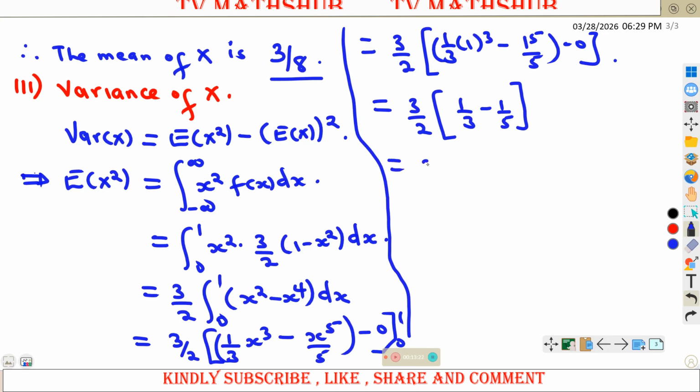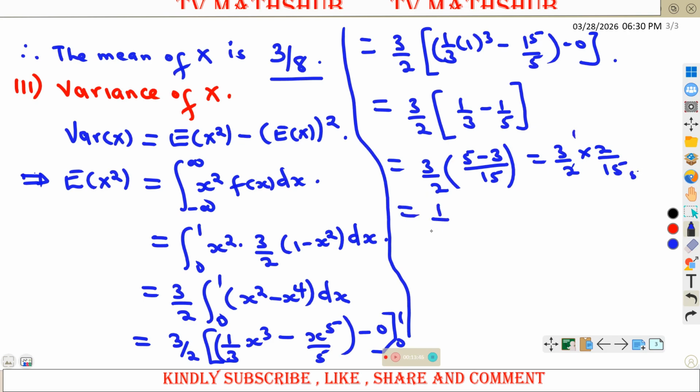So that is same as 3 over 2 into the LCM is 15, divided by 3, 5 minus 3. So this will give us 3 over 2 times 2 over 15. So by 2 goes, this is 1, this is 5. So this will give us 1 divided by 5. So this implies that the expectation of x squared is same as 1 divided by 5.